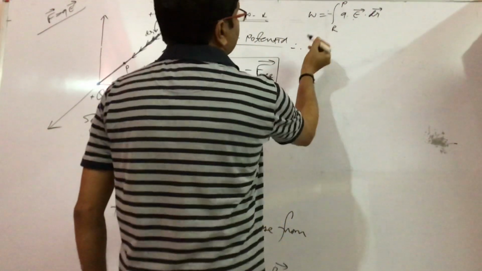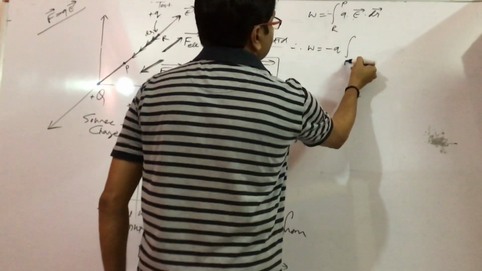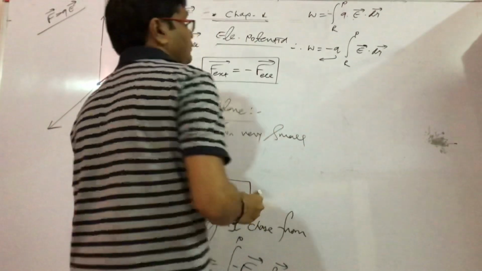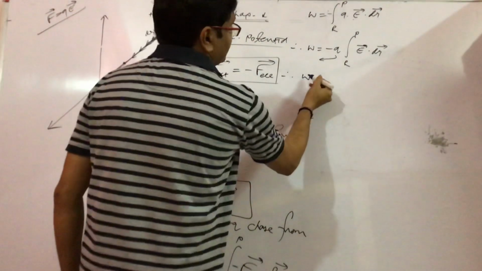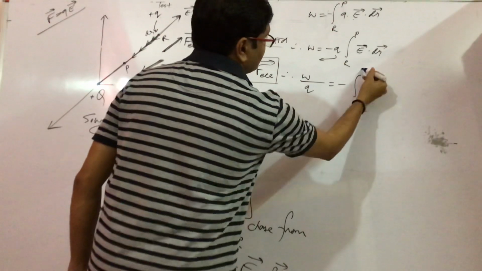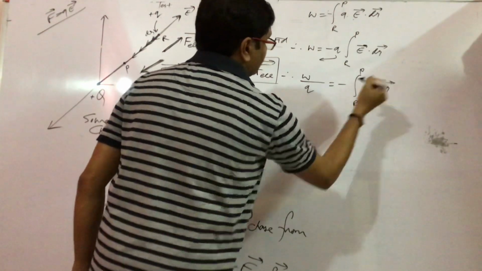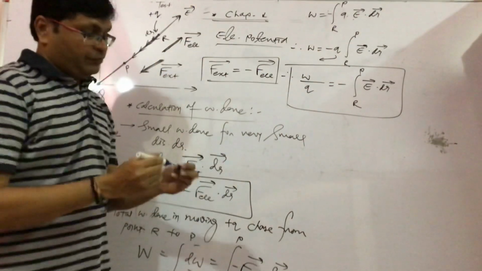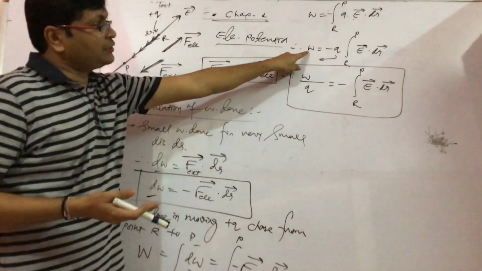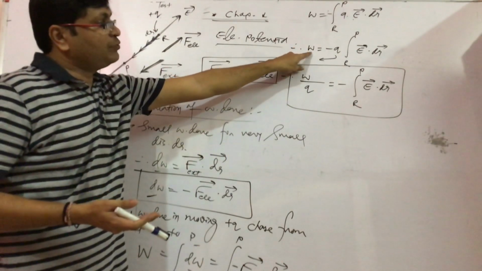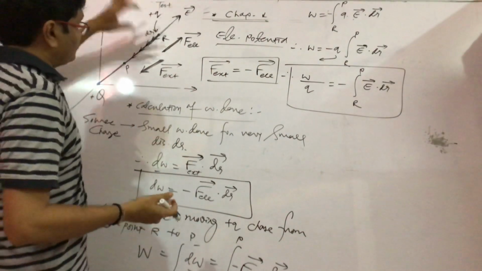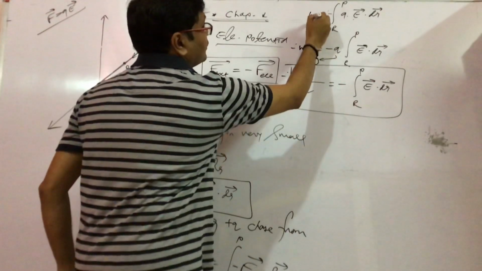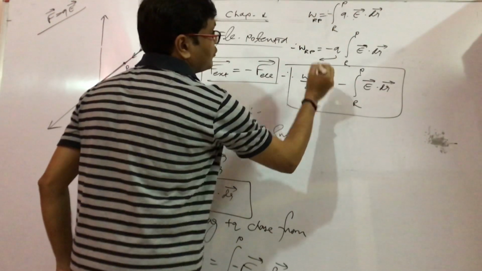Ready? So very interesting point. W is equal to minus Q integral R to P E dot dr. If you move this Q in this direction, that means the opposite side, then W upon Q is minus integral R to P E dot dr. Most important formula we have derived. But if you analyze this work done, it is the work done in moving this test charge from point R to P. So I can write here work done for R to P.